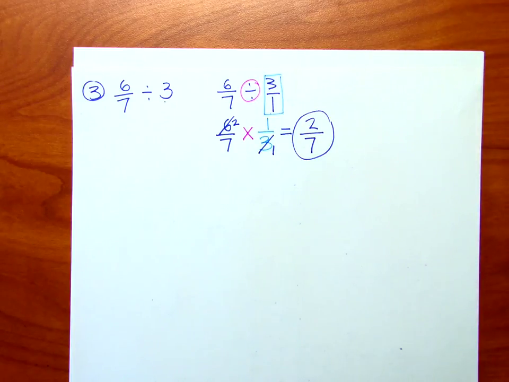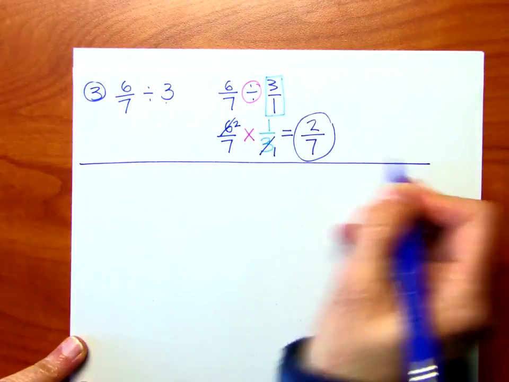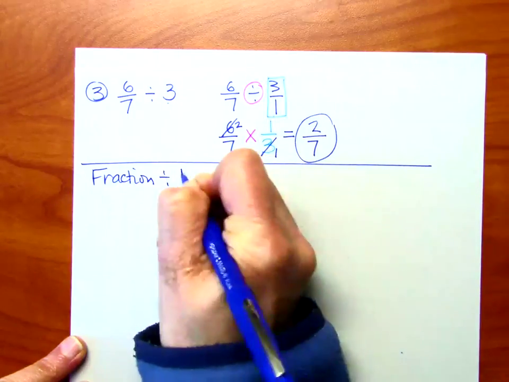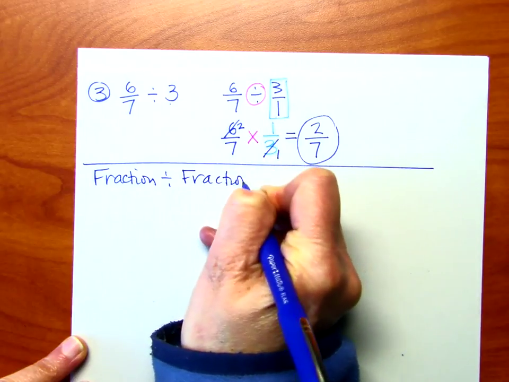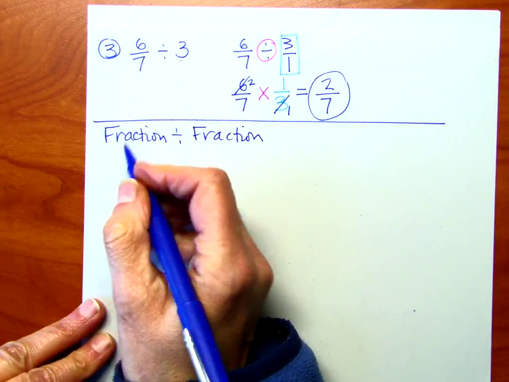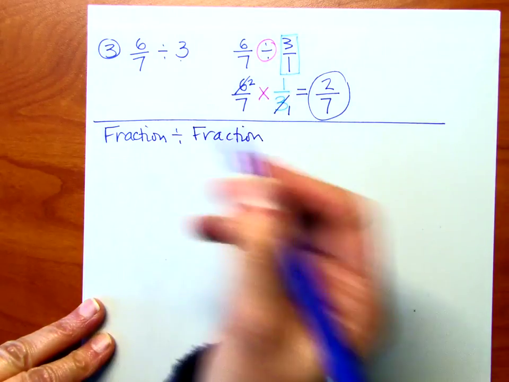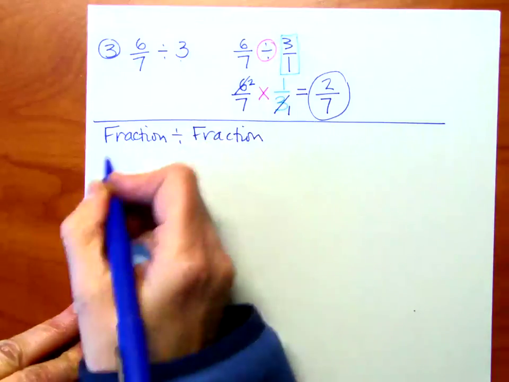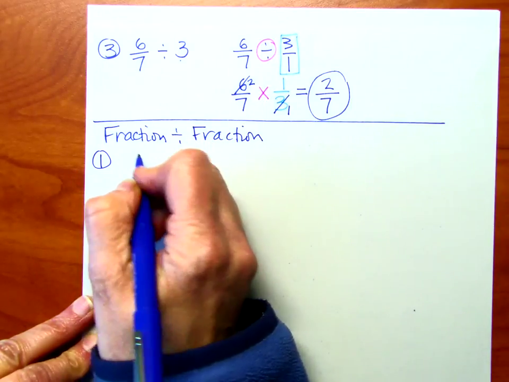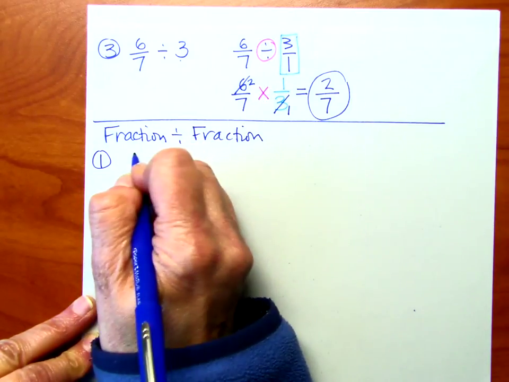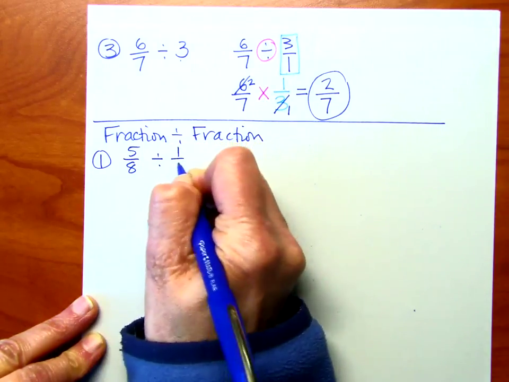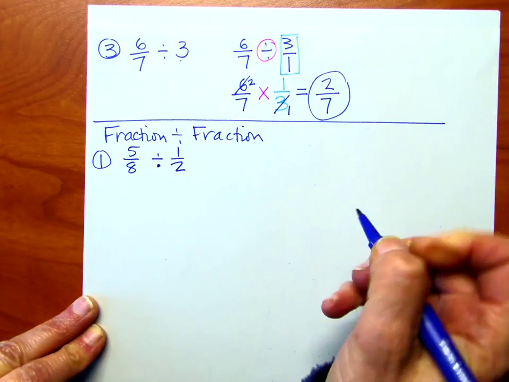All right, so we did 3 examples. Let's go ahead and do a fraction divided by a fraction. Okay, and this could be an improper fraction or a proper fraction. So let's go ahead and do a couple of just proper fractions, and then we'll do an improper. So let's say we have 5/8 divided by 1/2. Okay, 5/8 divided by 1/2.